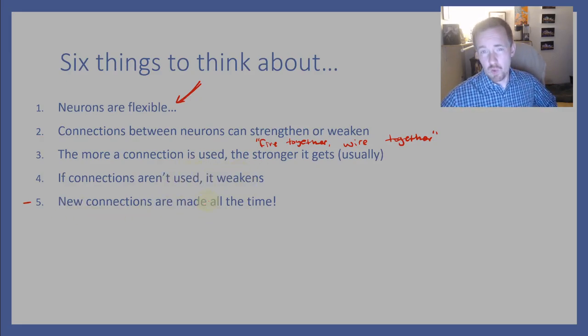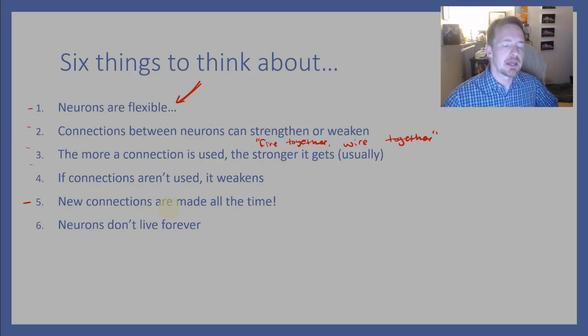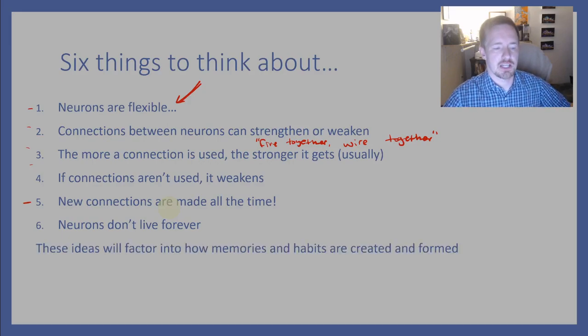New connections are made all the time, so every step of this is constantly changing because these connections are changing all the time. And then finally, these neurons don't live forever. They can die off, and that is what we experience when we experience things like amnesia. They just don't live forever, so that might also be one of the reasons why we can forget things over time.